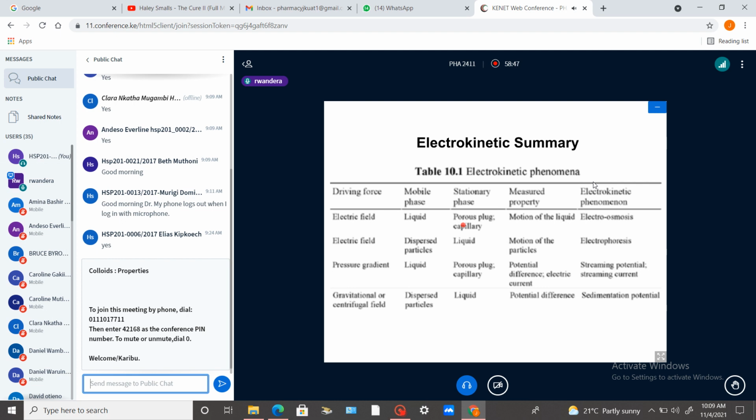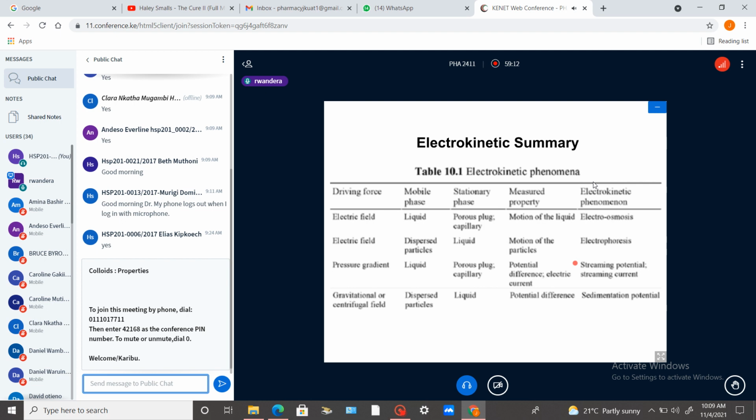Now for electrophoresis, we also have an applied potential difference, or there has to be an electric field. And in this case, it's the dispersed phase particles that move relative to the liquid. So the liquid remains stationary, but the dispersed phase particles move. So there's motion of particles.